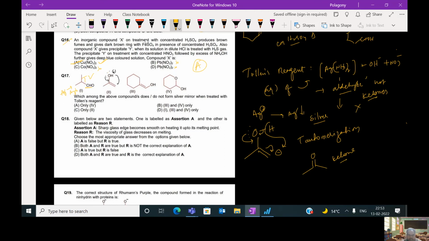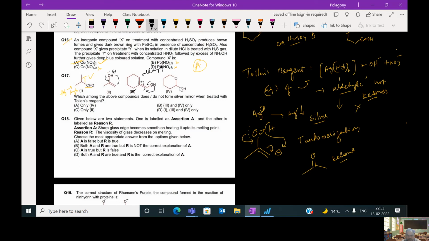In the other case, what you can see here is also a lone pair. When the lone pair comes back here due to polarization, this pi bond can shift inside the ring, and then hydrogen comes here. So this also will give the Tollens test.